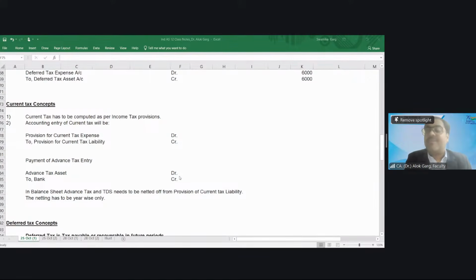Ind AS 12 says that deferred tax needs to be created on the basis of probability. So when it is probable, then you need to create a deferred tax asset. Probability of reversal, right?